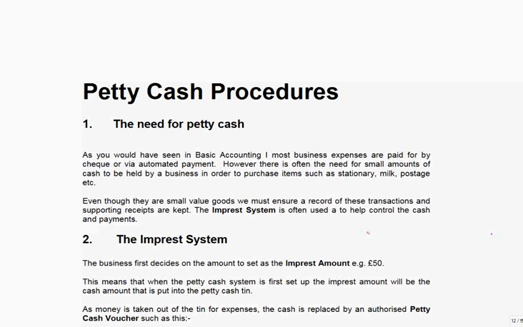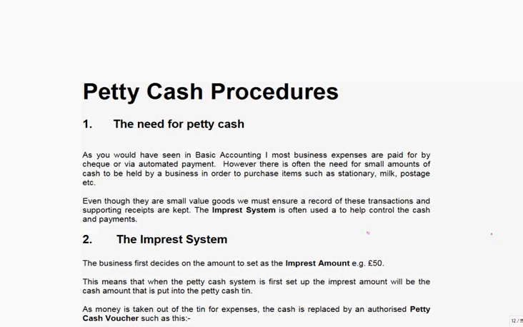This is an online lecture about petty cash procedures. In Basic Accounting 2, we need to build on the knowledge that we already have from Basic Accounting 1 about petty cash. We need to look at it in a little bit more detail about how the petty cash system works and how the petty cash book is recorded and written up.